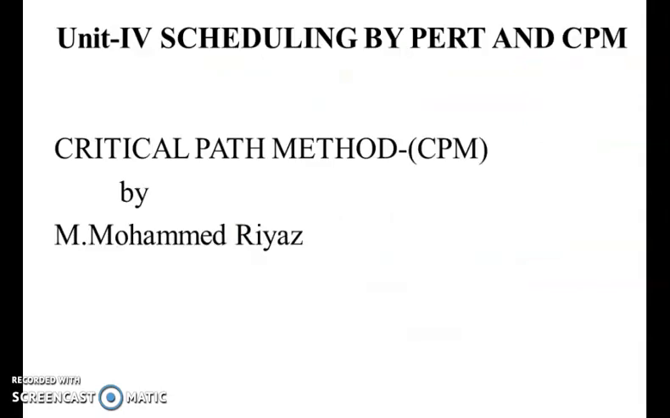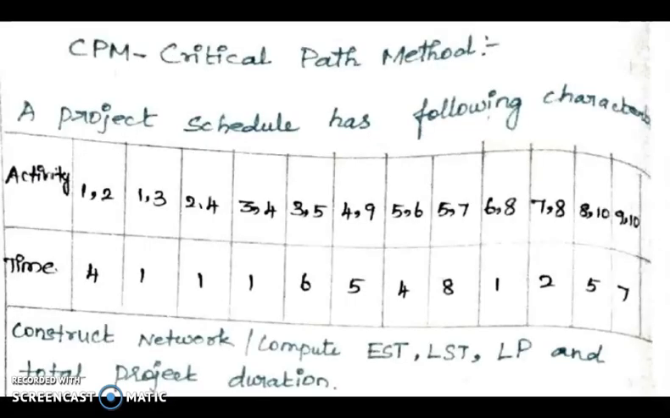Today we are discussing the critical path method, CPM. Critical path method is a project scheduling technique with the following characteristics. It is an example problem. First, the given activities.